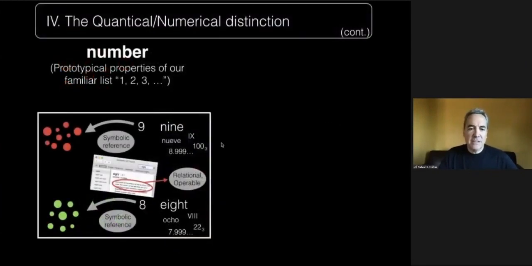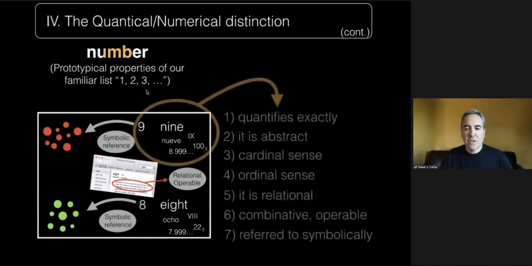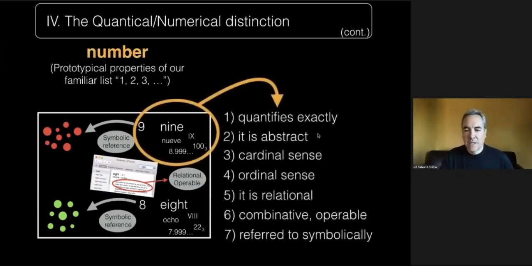So if we look at a more practical approach to the prototypical properties of numbers when we count, the most used, empirically, sequence we know as 1, 2, 3, and so on, they have certain kinds of properties. They quantify exactly, not just in terms of probabilities or likelihoods.